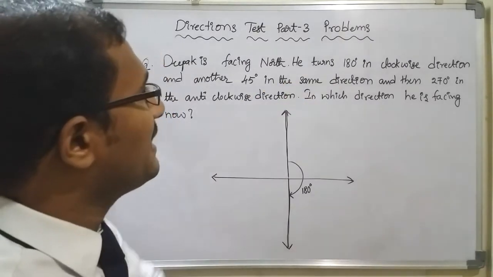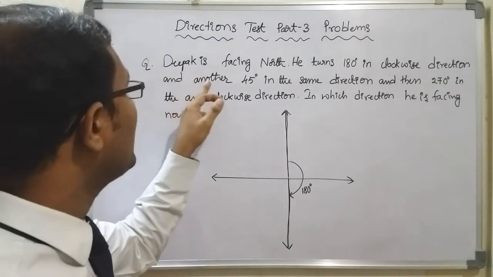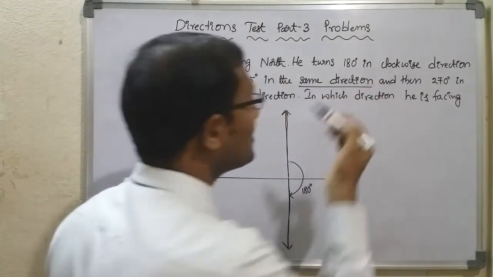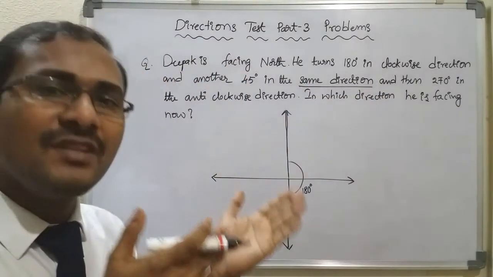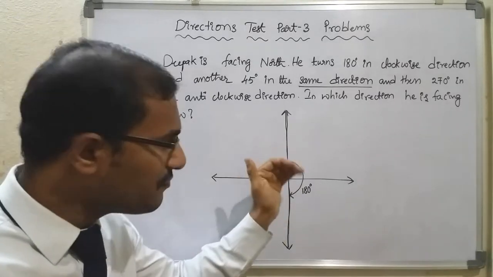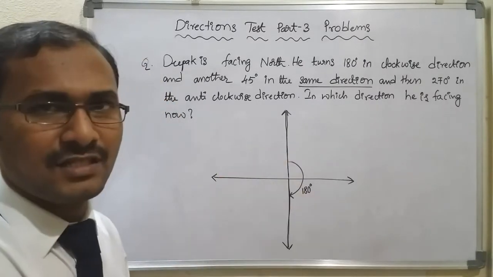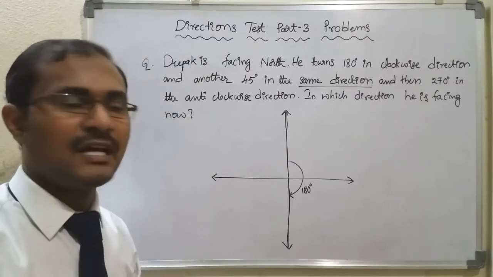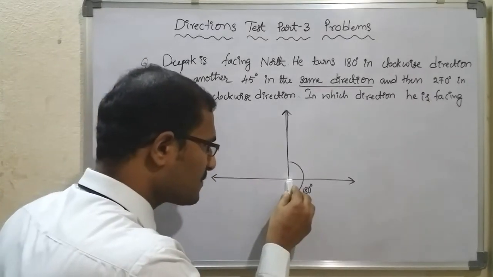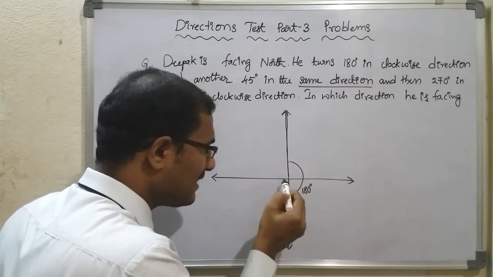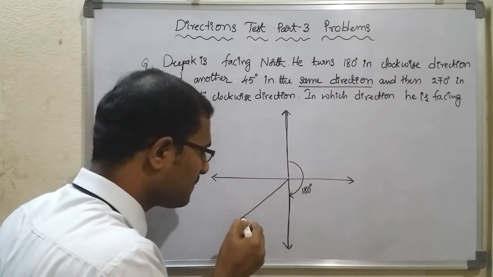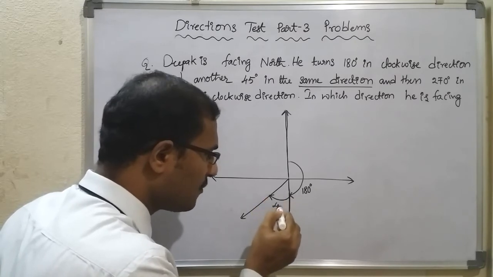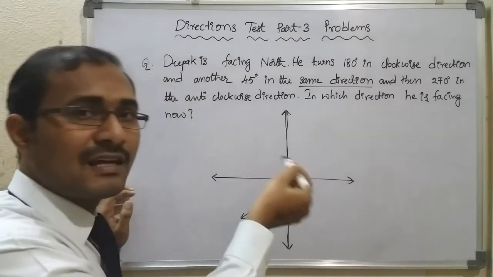So 180 degrees in the clockwise direction, and after that another 45 degrees in the same direction. What does the same direction mean? The previous direction. What is the previous direction we have covered? The clockwise direction. Now also 45 more degrees we have to cover in the same clockwise direction. So from this point to this point, exactly the middle is nothing but 45 degrees. From this point to this point, 45 degrees in the clockwise direction.